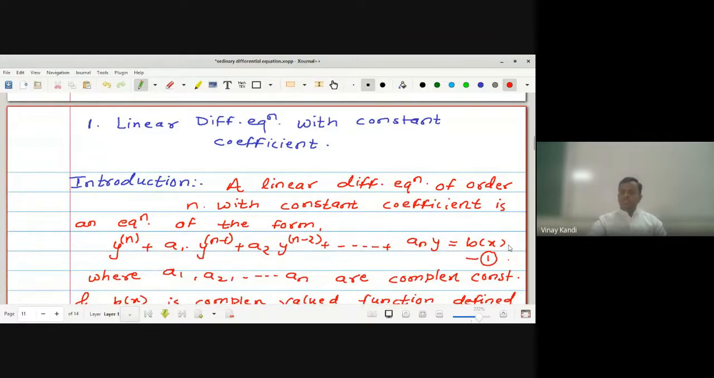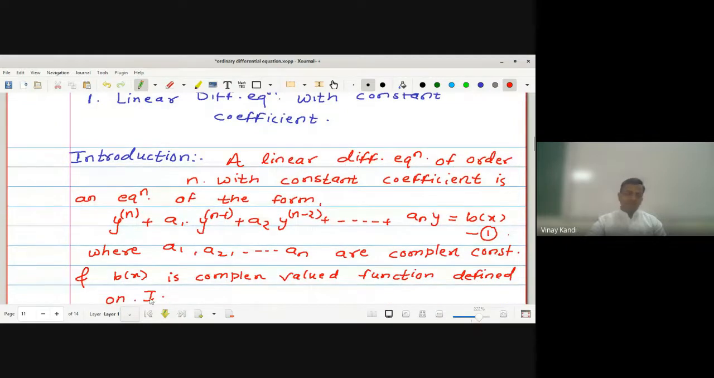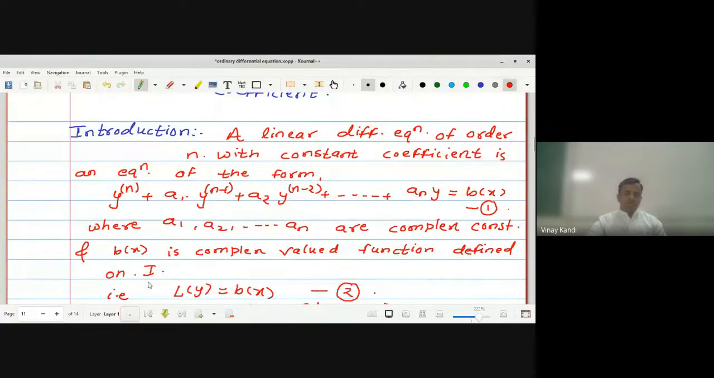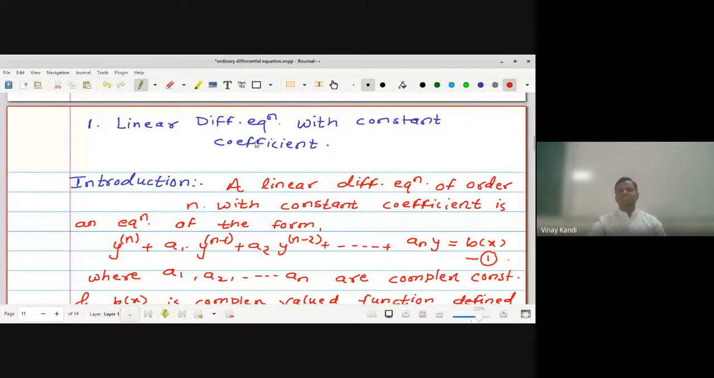Suppose this b of x is equal to 0. Then the linear differential equation is homogeneous. It is called a homogeneous linear differential equation. That is, b of x is equal to 0 for all values of x in I. If the function b of x is 0 on the interval I, then that equation is called a homogeneous linear differential equation.